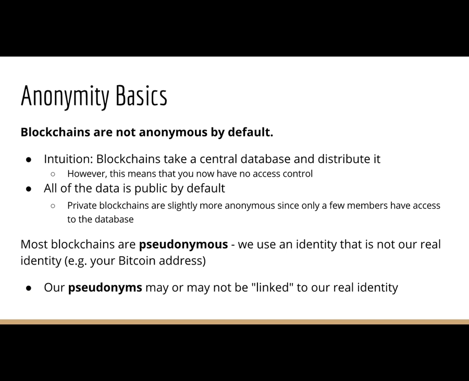Okay, so what's anonymity? Blockchains are not anonymous by default, because if you think about it, essentially what you're doing with a blockchain is you have some central database and you're distributing it, and everyone has a copy of it. So that means you can't really control read and write access to this database. So most of these blockchains are pseudonymous, meaning that you use an identity that may or may not be tied to your real identity. So in Bitcoin, that would be your Bitcoin address. On Reddit, your pseudonym is your Reddit username, and people may or may not know whether that username is tied to who you are in real life.